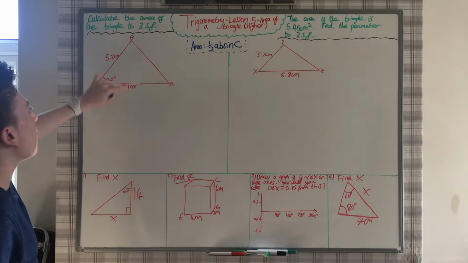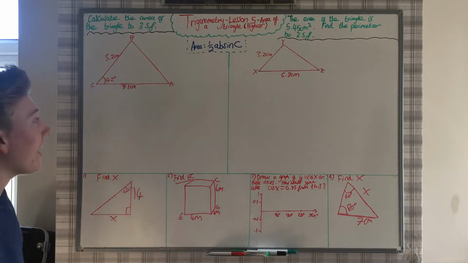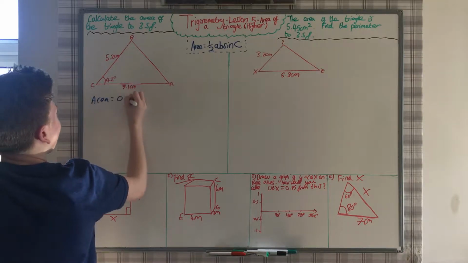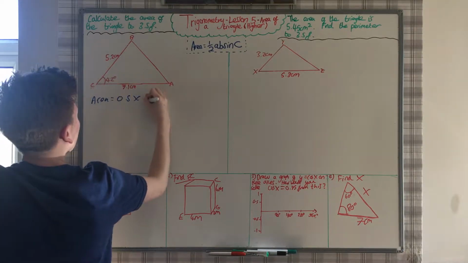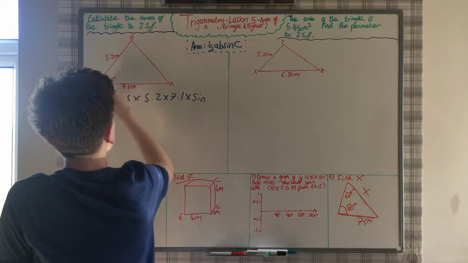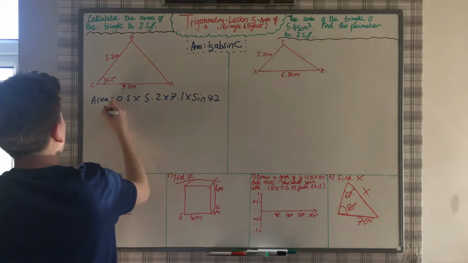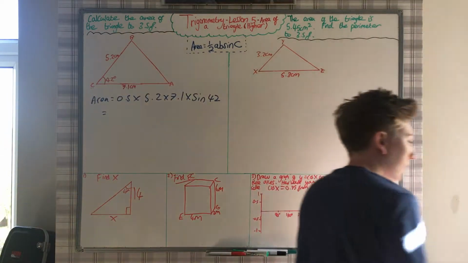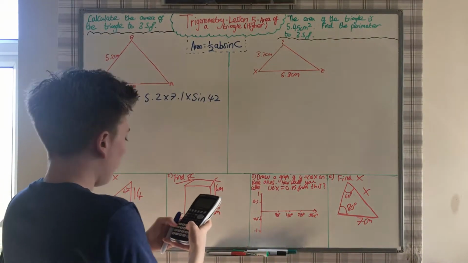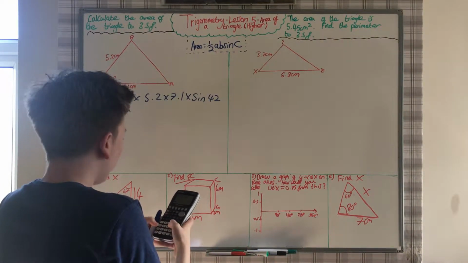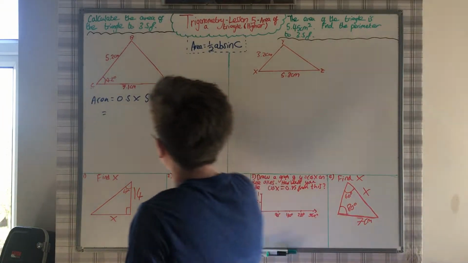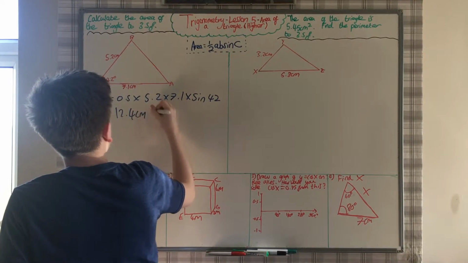I'm going to use this as A and this as B for the sake of the opposite side being the lowercase letter. So in this case we'll have area equals 0.5 times A, 5.2, times B, 7.1, times the sine of the angle, which is in this case 42. And all we do is type that into the calculator. So we get 0.5 times 5.2 times 7.1 times the sine of 42, and we get 12.4 centimetres to 3 significant figures.